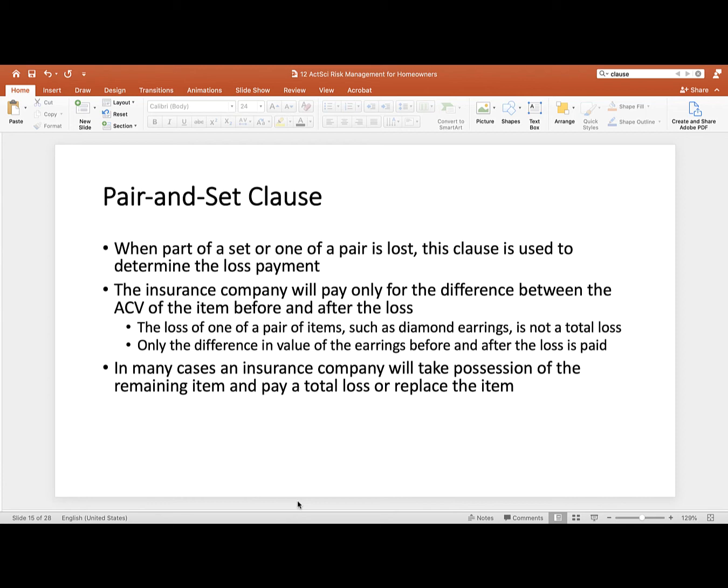So if you've got a pair of earrings and you lose one of them, it happens to be covered on your policy, or it's damaged in some way and covered on your policy. Very often, if you only have half of the set, its value is actually less than half, because the value comes from having the entire set.